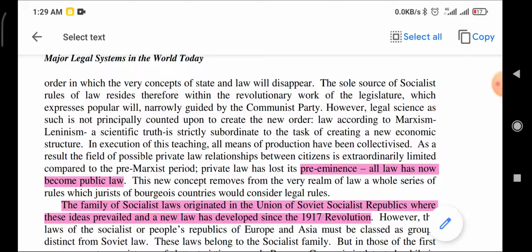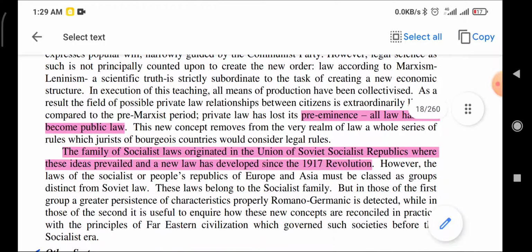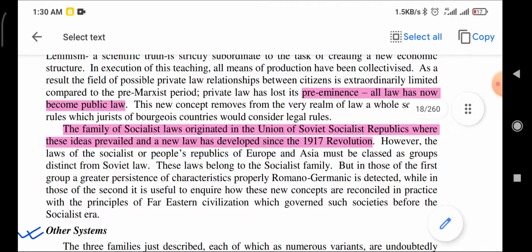The family of socialist law originated in the Union of Soviet Socialist Republics, where this idea prevailed and a new law has developed since the 1917 revolution. However, the law of the Socialist or People's Republics of Europe and Asia must be classed as groups distinct from Soviet law. These laws belong to the socialist family, but in those of the first group, a greater persistence of the characteristics properly Roman Germanic is detected, while in those of the second, it is useful to inquire how these new concepts are reconciled in practice with the principles of Far Eastern civilization, which governed such societies before the socialist era.